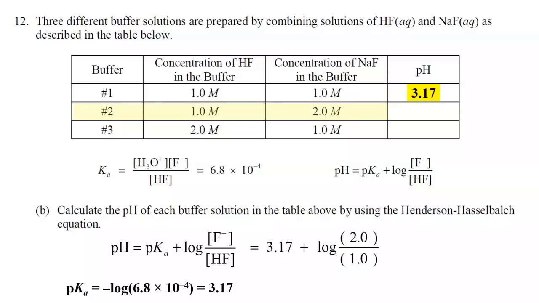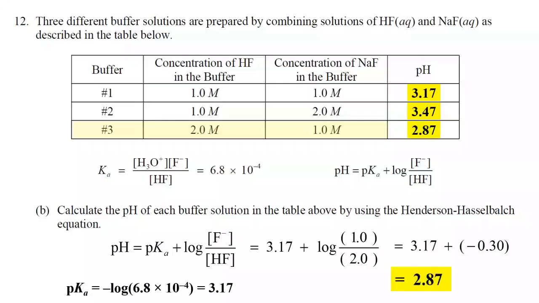Now it's going to be 3.17 plus the log of 2. So 3.17 plus 0.30 works out to be a pH of 3.47. And now for buffer 3, the ratio of F minus over HF would be 1 over 2. So we have the concentration of F minus, which is 1 molar, and the concentration of HF, which is 2 molar. So it's going to be 3.17 plus the log of 1/2. So 3.17 plus negative 0.30 gives us a value of 2.87.